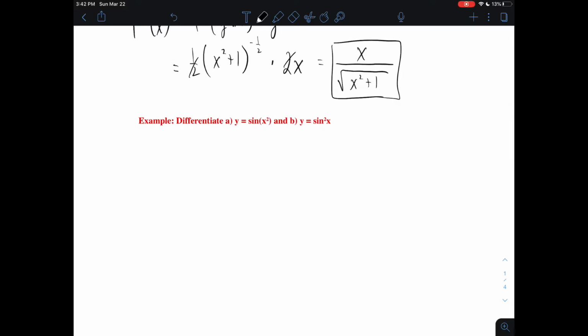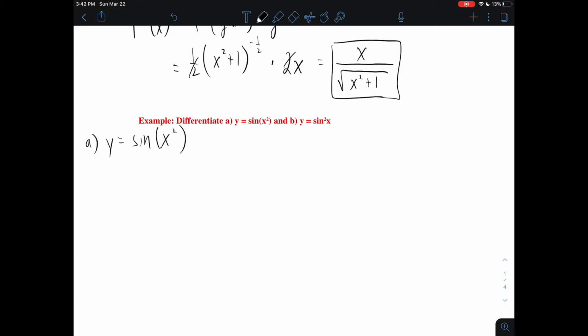The other example that we looked at was in this next one. Differentiate part A, y equals sine of x squared, and then part B, y equals sine squared of x. So here this is playing around with the idea of inside and outside function, and we are going to get two completely different answers from this. So first of all, in part A, the function that is inside is the x squared. It's pretty easy to see because x squared is inside some parentheses.